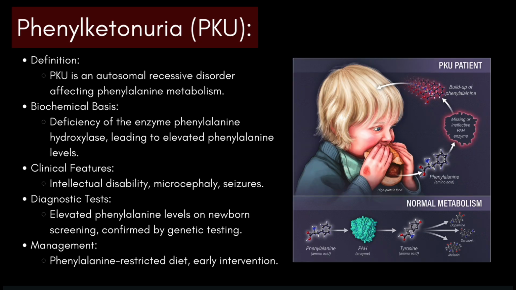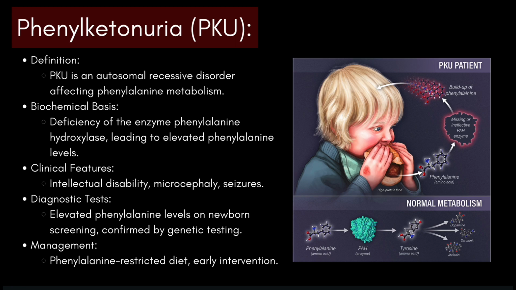I like to start off talking about phenylketonuria for the first inborn error of metabolism. PKU is an autosomal recessive disorder affecting phenylalanine metabolism. The main biochemical basis for PKU is a deficiency of the enzyme phenylalanine hydroxylase, leading to elevated phenylalanine levels.